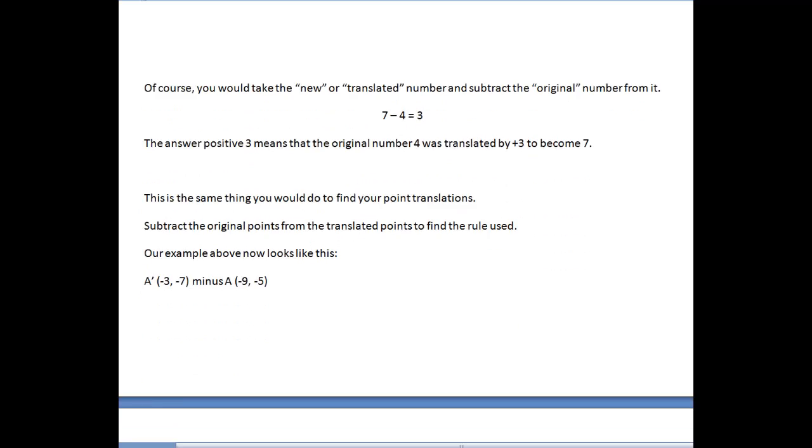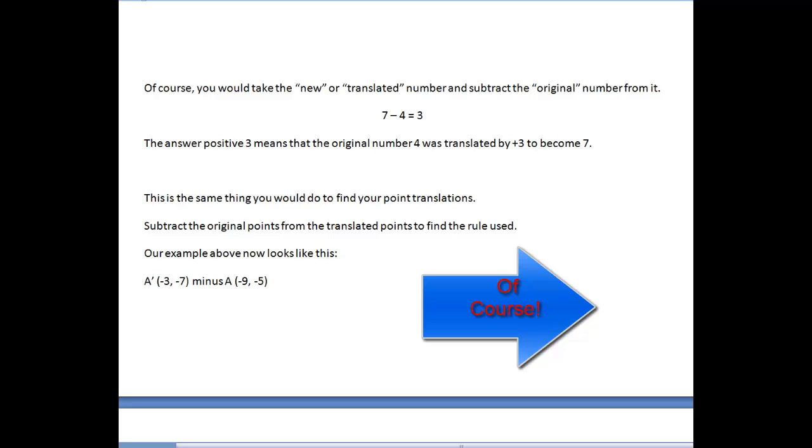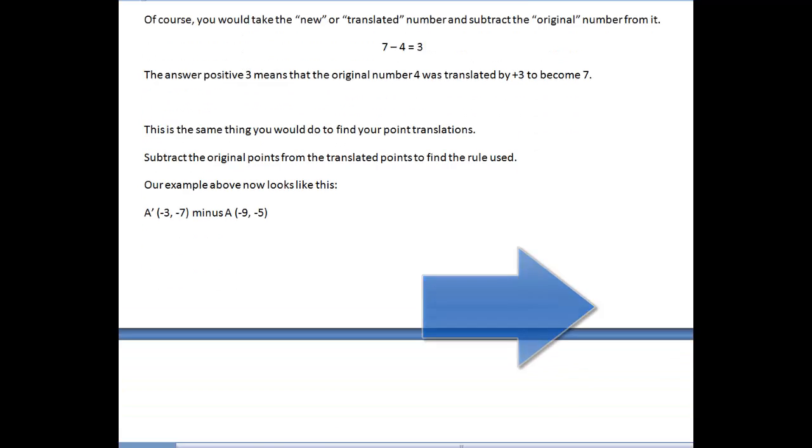Of course, you would take the new or translated number and subtract the original number from it. In this case, 7 minus 4 equals 3. The answer positive 3 means the original number 4 was translated by a positive 3 to become a 7. And this is the same thing you would do to find out your point translations. Subtract the original points from the translated points to find the rule used. Our example above now looks like this. A prime, negative 3, comma, negative 7, minus the original point A, negative 9, comma, negative 5.